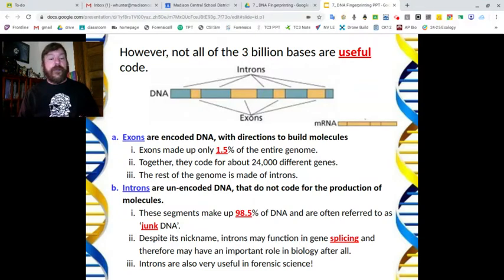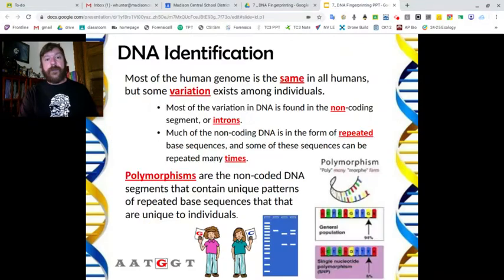It used to be that people thought introns were junk DNA, but they're really not. They're really important in things like gene splicing, but also they give us a source of variation when adaptations need to be made in the process of evolution. They're really, really important in forensic science because they don't tend to mutate as fast because they're not being used. So they tend to stay the same, and they have regions in them that are really handy for forensic science. We'll get into that in a minute.